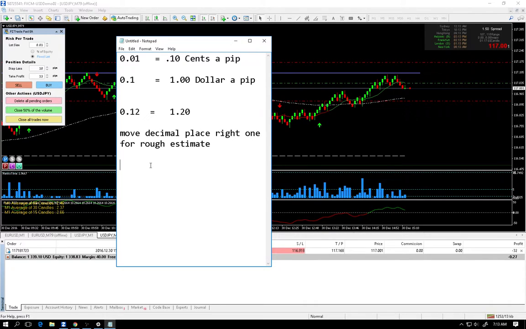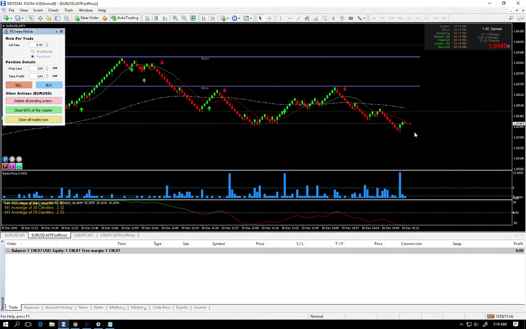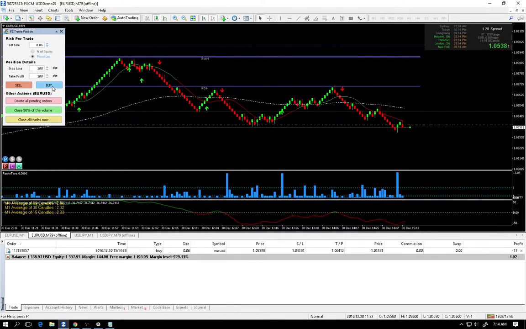So if I did, for instance, negative, look how it's not perfect. This is negative 0.16, but it's within a penny or two. So let's look over here. This one may have bounced off support. So if we do 0.06, move the decimal place 1, and that means about 6 cents a pip. I'm sorry, 60. I can't talk. 60 cents a pip. So let's see if that equates.